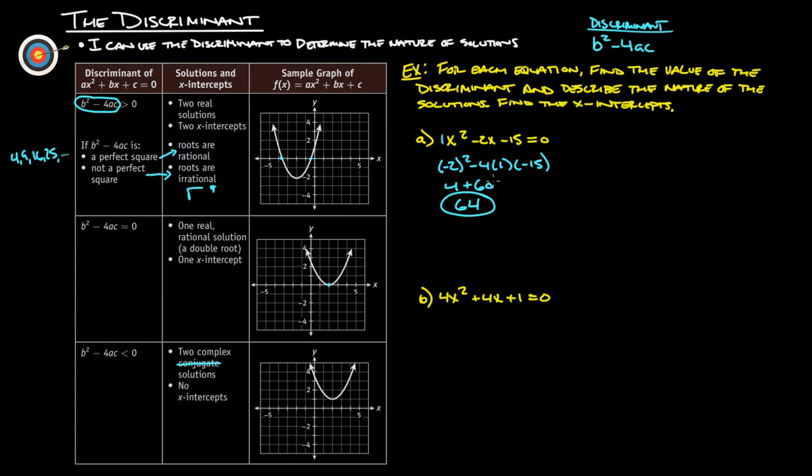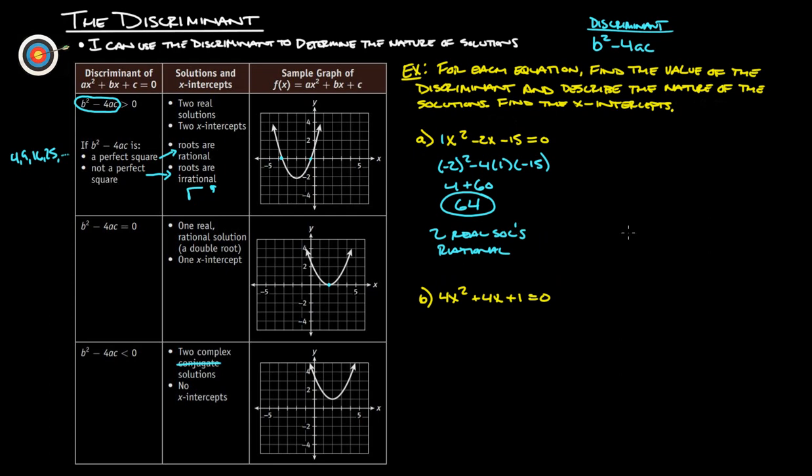Okay? Now, it is fitting in up here. It's greater than 0, equal to 0, or less than 0. This one's greater than 0. And it is actually a perfect square because the square root of 64 is 8, or 8 squared is 64. So that means we have two real solutions, and they are rational.